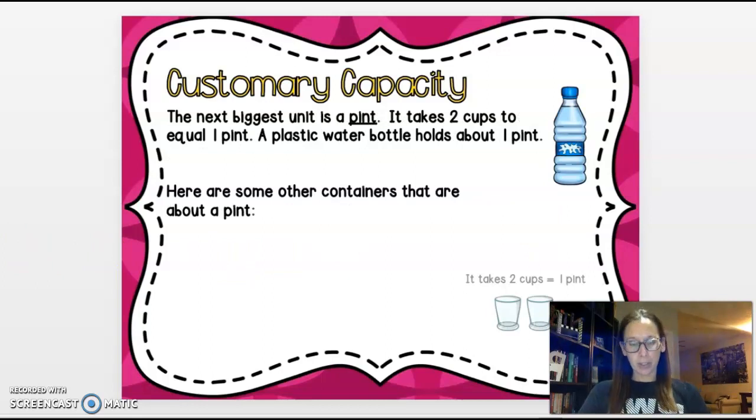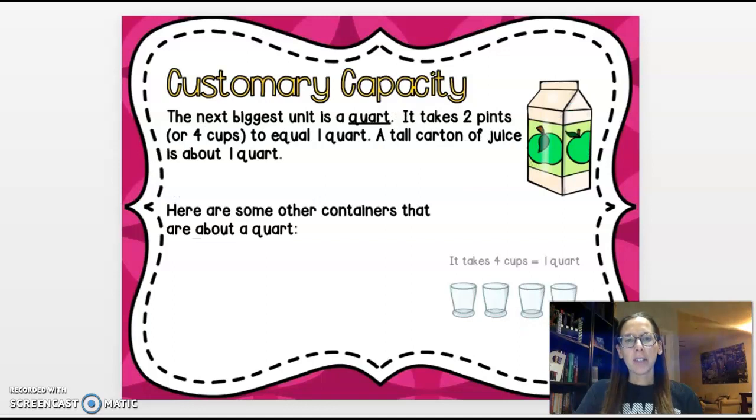The next biggest unit is a pint. It takes 2 cups to equal 1 pint. A plastic water bottle holds about 1 pint. Moving on. The next biggest unit is a quart. It takes 2 pints or 4 cups to equal 1 quart. So a tall carton of juice is about 1 quart.